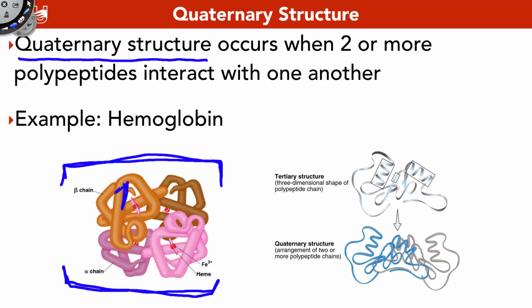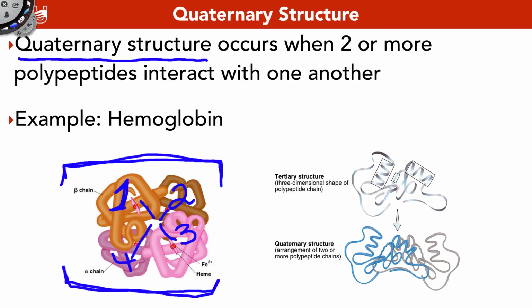I'm just going to draw one right here. This is our first chain. Here is our second chain. Here is our third chain. And here is our fourth chain. So we have four separate individual polypeptide chains that are interacting with each other, that are linked, and this linking is defined as the quaternary structure.